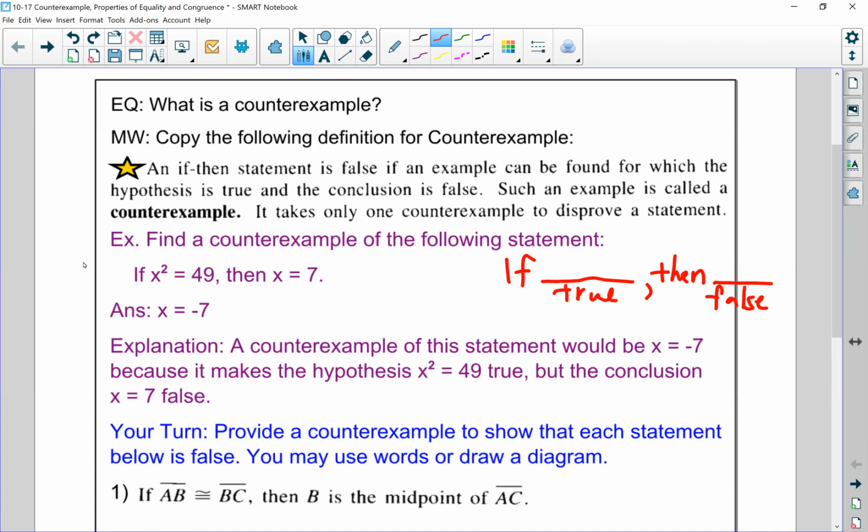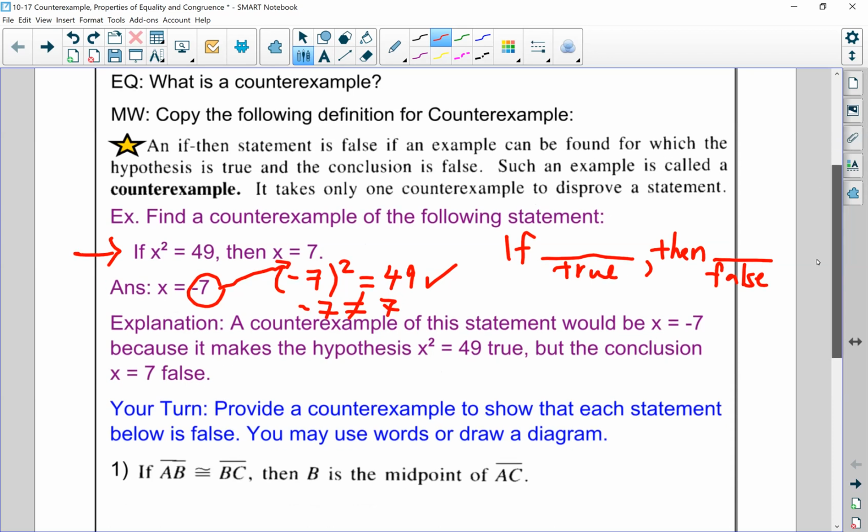So the first example they provide for us in purple. They say if x squared equals 49, then x equals 7. The answer would be x equals -7, because if we check the first part, -7 squared is actually equal to 49. So that's true. But if we look at the second part, x equals 7, the value of x equals -7 is not equal to +7, right? So this part would be false. And this is a first example for us in this video, seeing what a counterexample is. Let's look at some other examples on the bottom and do some problems.